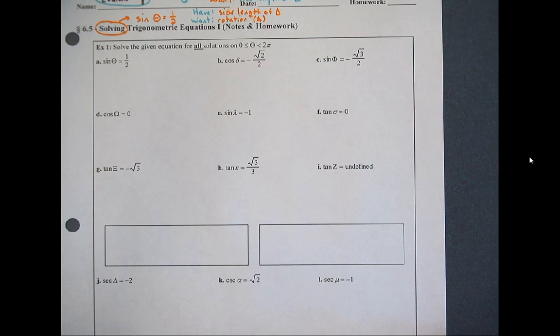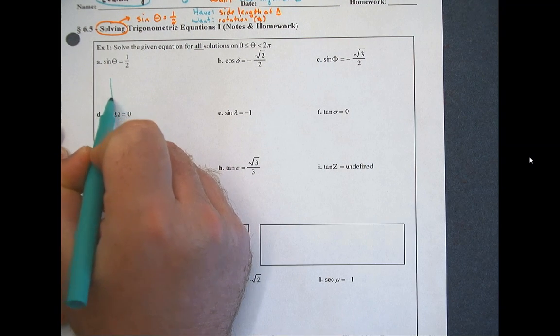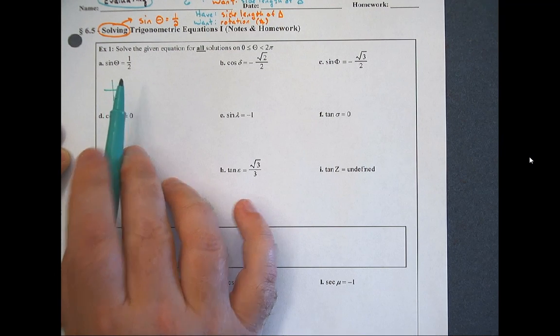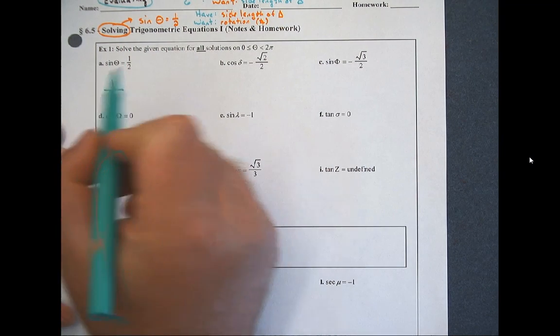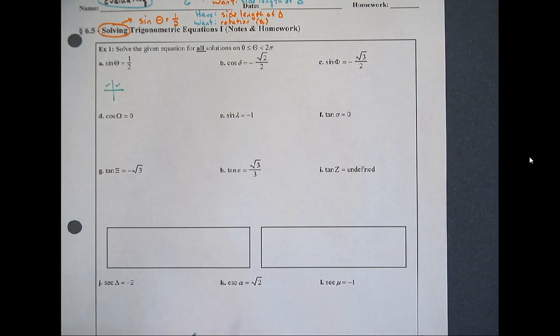All right, so first thing I do, there's two ways to look at this. I look and say, first of all, where is sine positive? I don't care that it's 1/2 right now. I just care that sine is positive. Sine and y behave the same way in the unit circle. So sine and y would both be positive in those two quadrants.